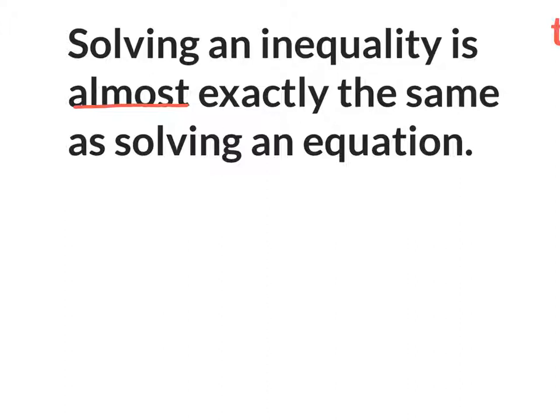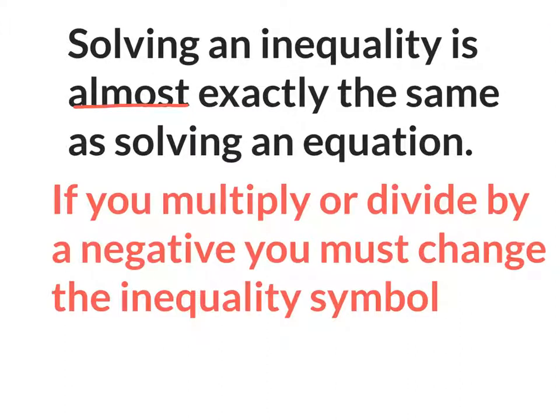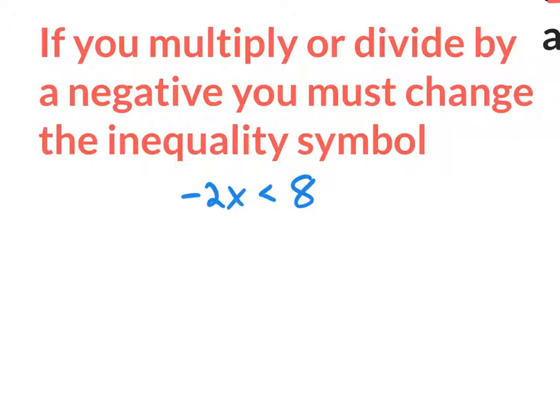So solving an inequality is almost exactly the same as solving an equation, okay? The only difference is if you multiply or divide by a negative, you must change the inequality symbol. So this does need to go in your notes. Please copy this down. So let's say you had this example, -2x is less than 8. Go ahead and copy that down. How do we solve this inequality? It's the same exact thing as solving an equation. Same goal. You want to get x by itself on one side.